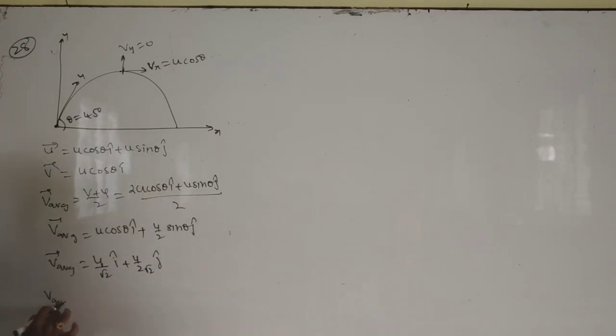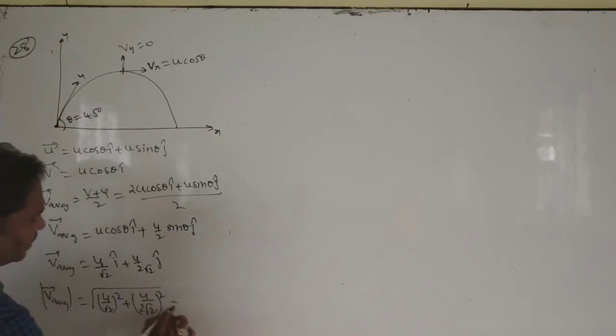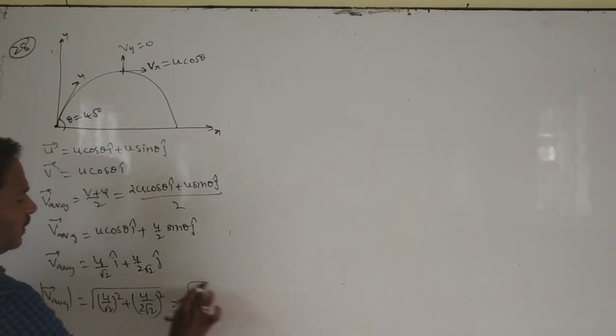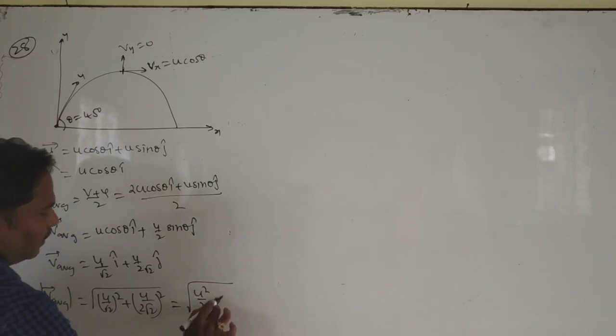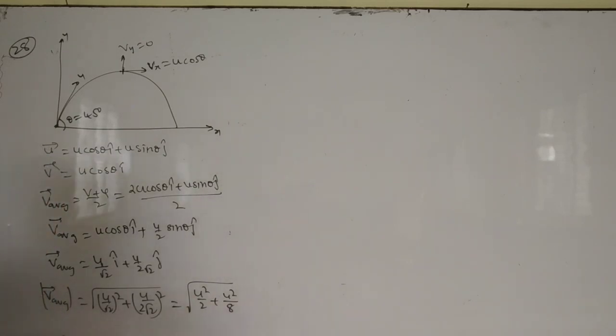So V average equals root over (U by root 2) whole square plus (U by 2 root 2) whole square. So this equals root over U square by 2 plus U square by 8. Now we take LCM 8, so 4 plus 1 is 5. So root over 5 U square by 8. This equals root 5 U by 2 root 2, which is the answer.